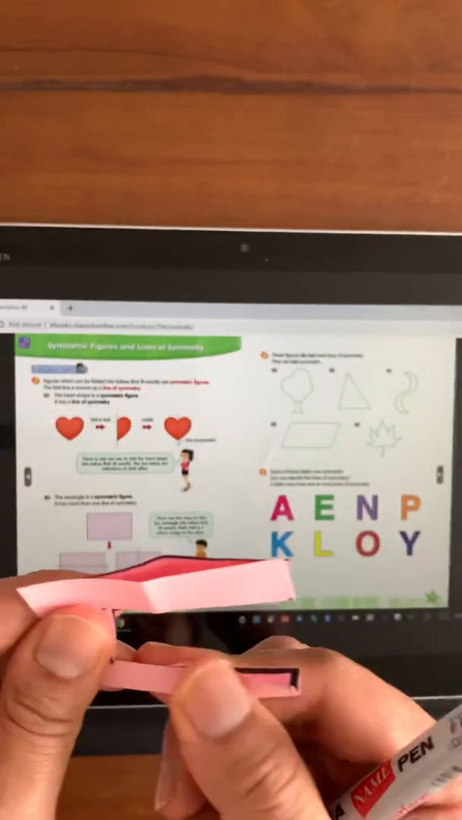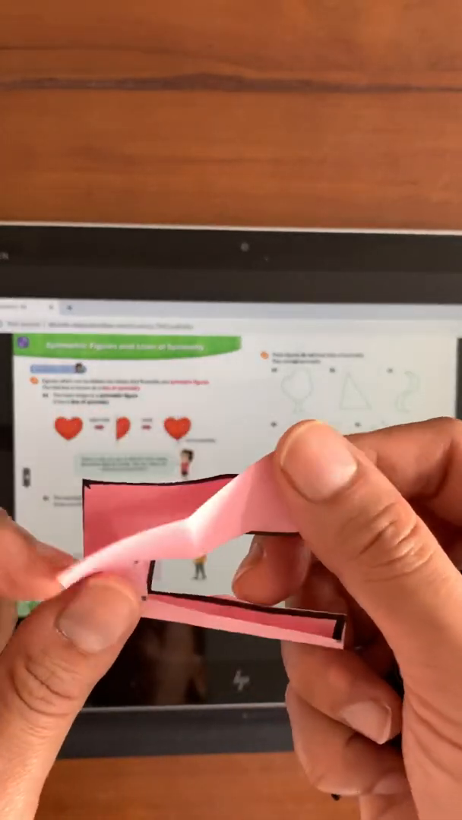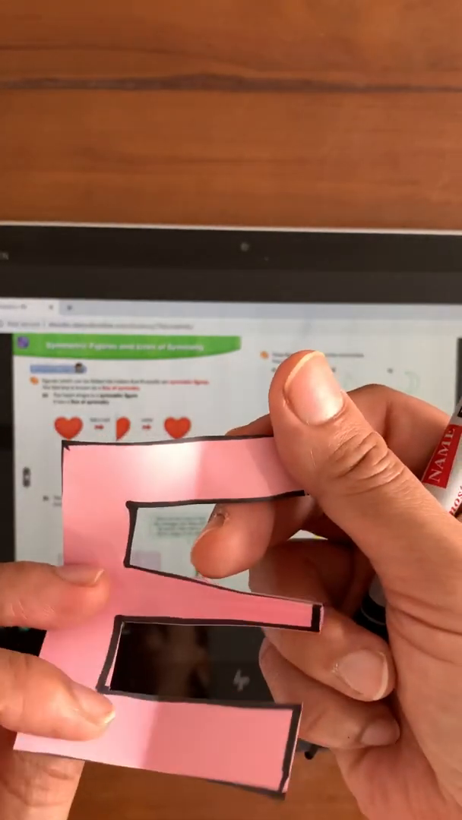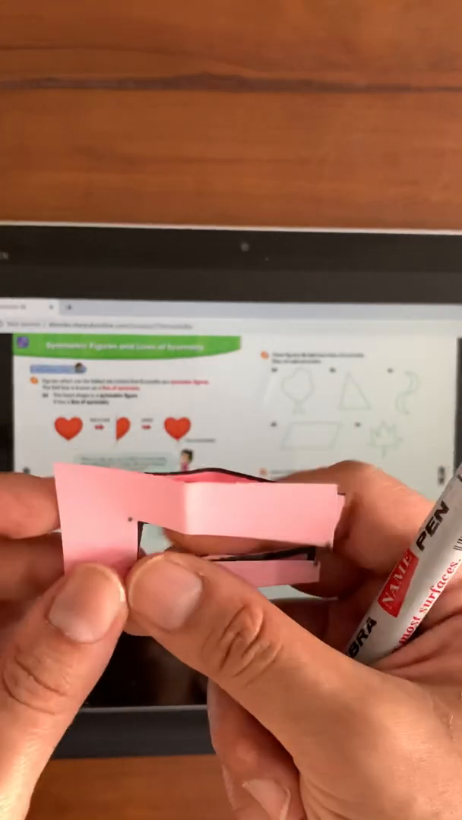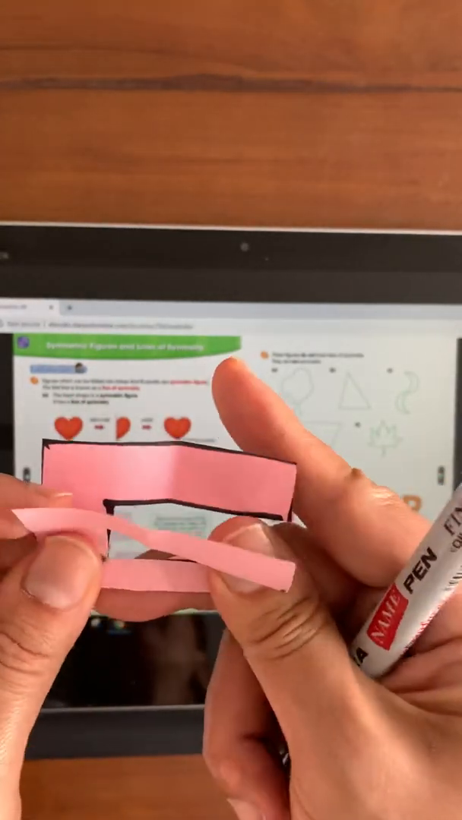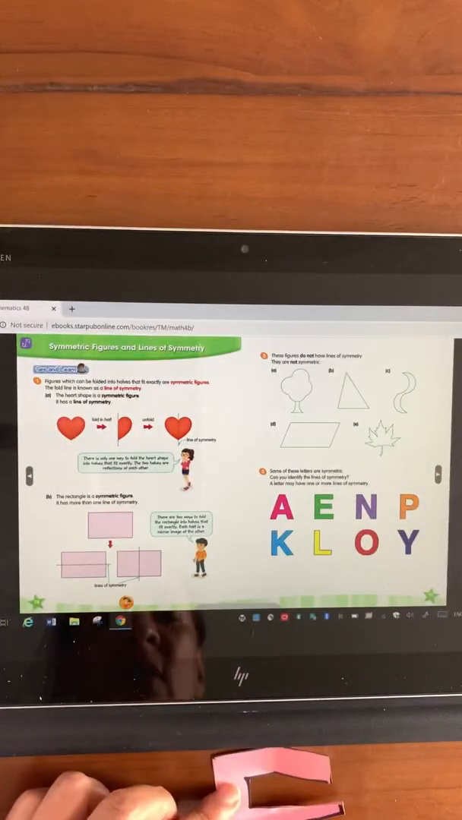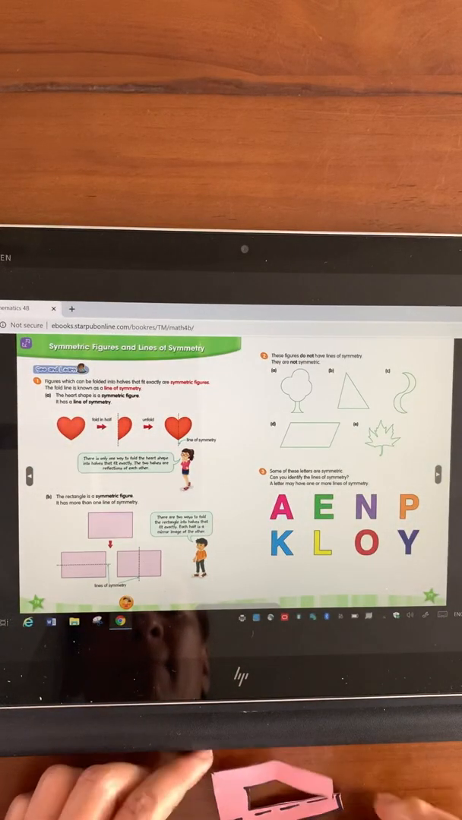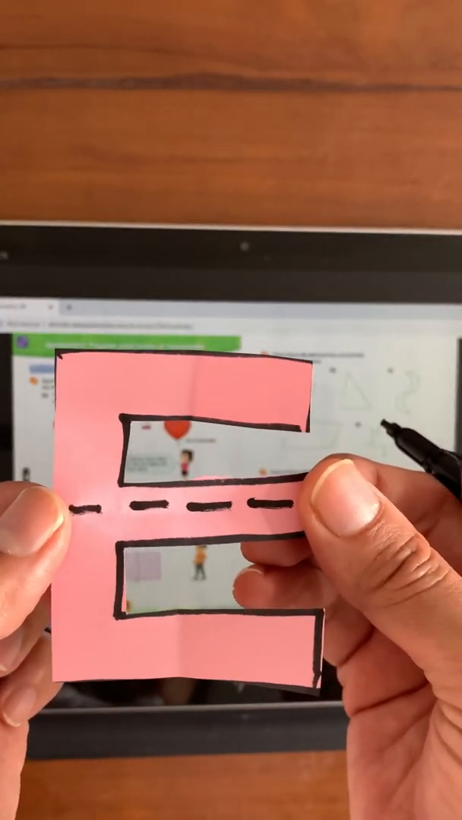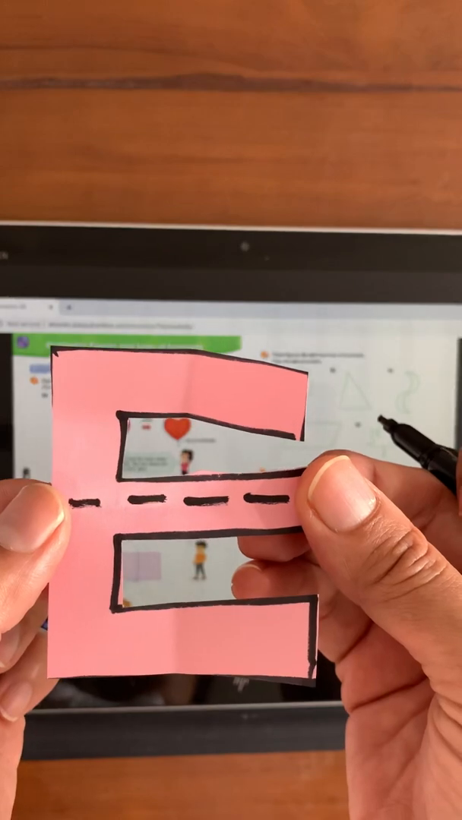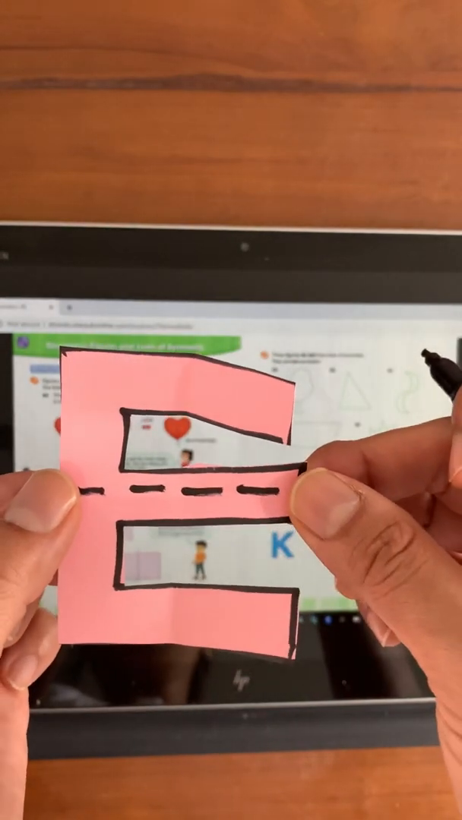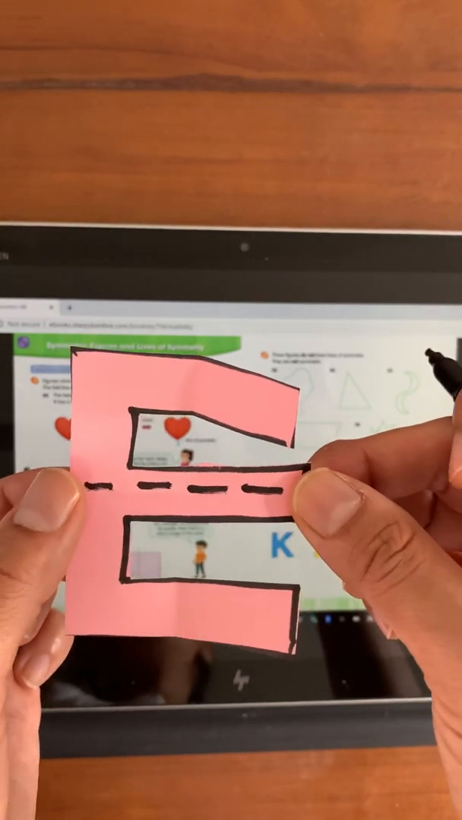Oh, look at this. You can see that when we fold the letter E horizontally along this line, both halves actually match. So there are two equal halves, and so there's one line of symmetry over here. This is the line of symmetry. Now, are there any other lines of symmetry? What do you think? There are no other lines of symmetry, so the letter E has only one line of symmetry.